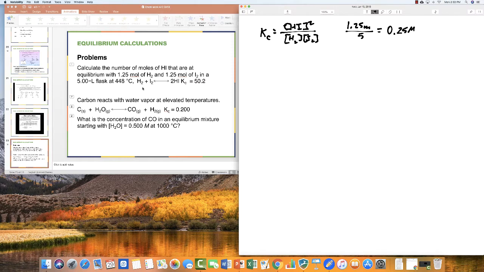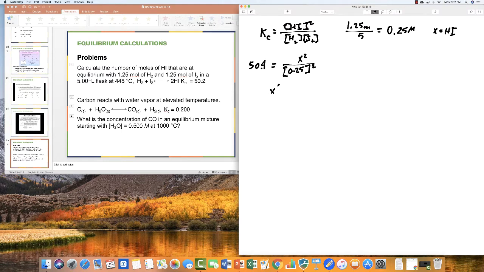Now we can say that the concentration of hydrogen iodide is X. Now the 2 here doesn't matter because it says we're already at equilibrium. So you don't have to worry about the 2. We're just going to use X as the concentration. So that means plugging that in here, X squared divided by 0.25 times 0.25, so 0.25 squared, is going to equal 50.4.